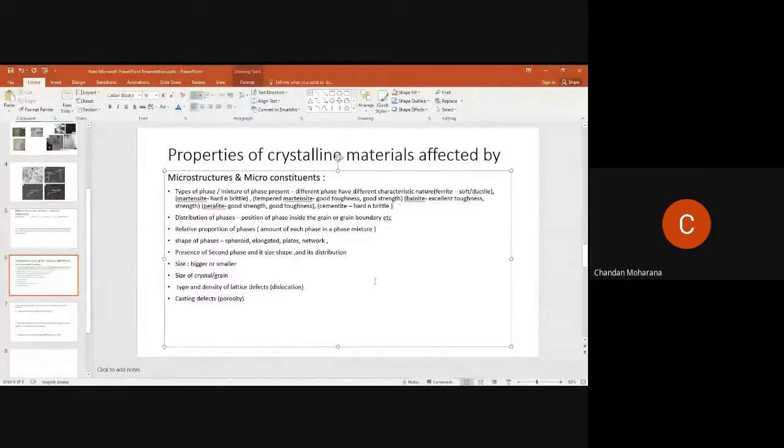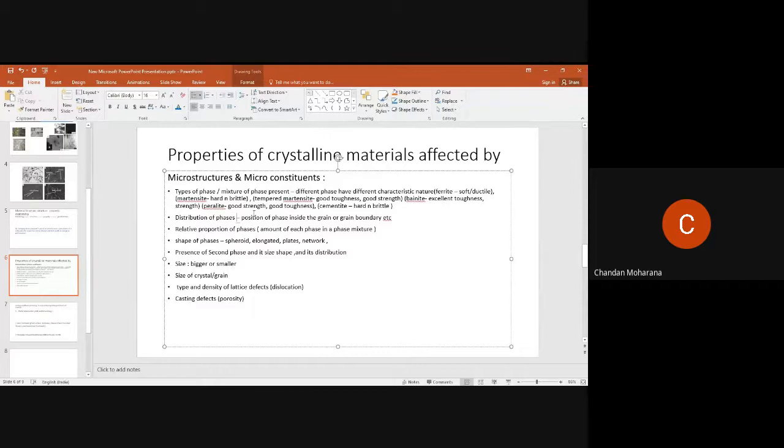Anyway, now you people understood how properties change by changing the microconstituents and by changing the phase. Is it okay up to this? Yes, sir. So different phases or different mixtures of phases will decide the behavior of a material, right? So these things can be obtained by looking under a microscope only, right? Whether it is ferrite, bainite or martensite, you are able to see under a microscope. That's all.